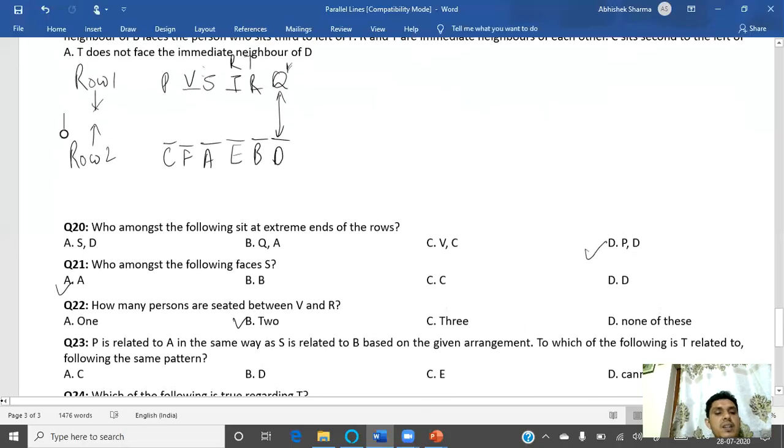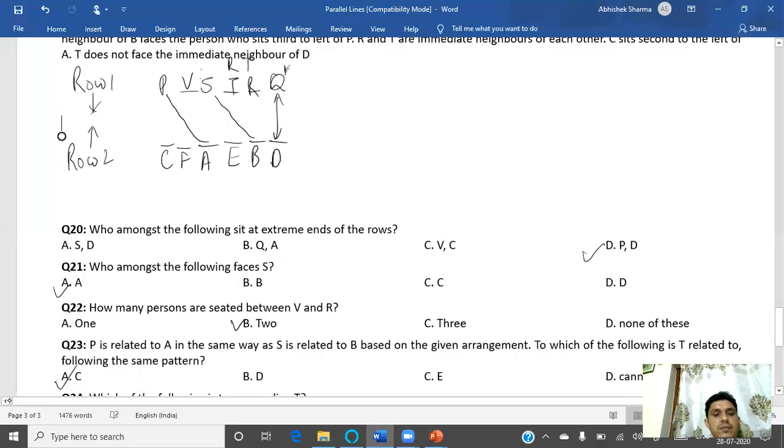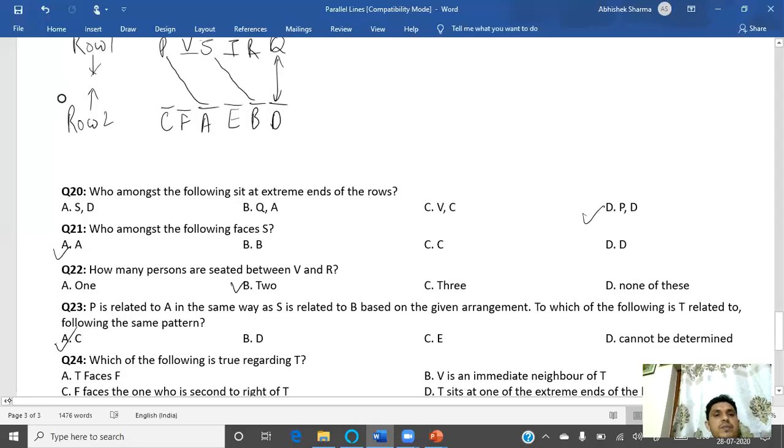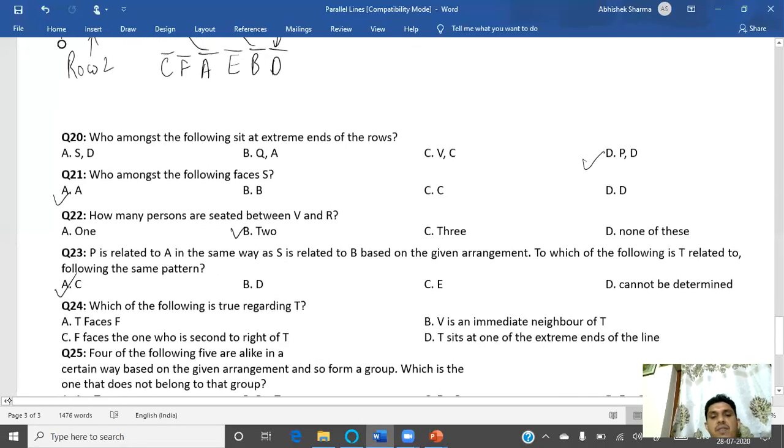Question number 23, if P is related to A in a certain way, S is related to B, to which of the following is T related to? So we can check, the answer will be C, right? So likewise friends, we have done with the questions, the 4 set we have done with.